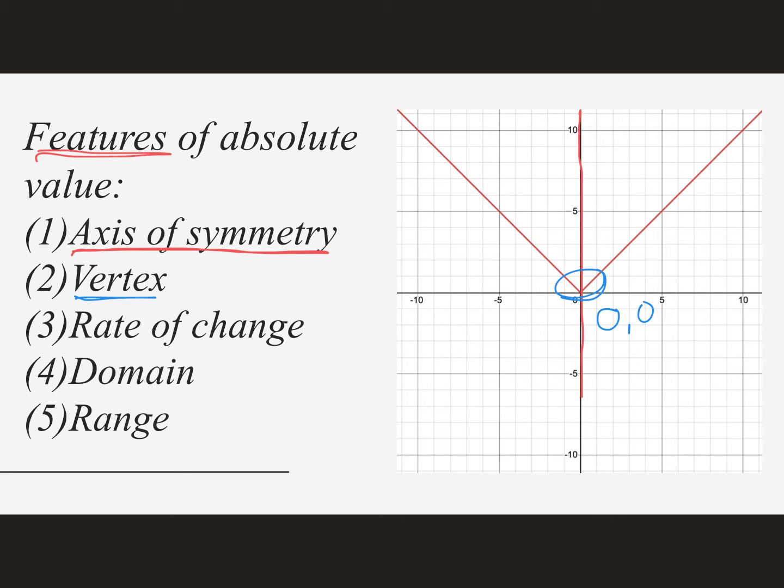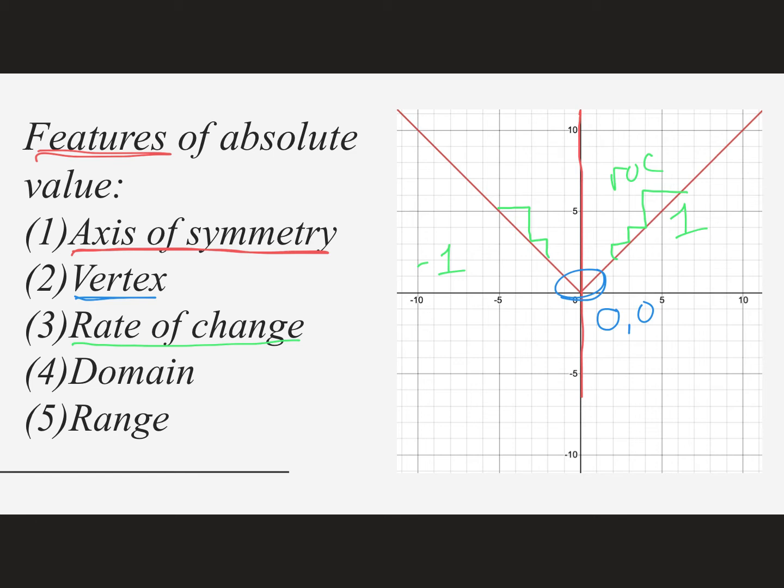Finally, we also have a rate of change. Now, the rate of change is actually constant on either side of our axis of symmetry. So on this side, my rate of change is going to be 1. Every time I go up 1, I go over 1, up 1, over 1. If I go up 2, I go over 2. And on the other side, it's going to be -1. Every time I go up 1, I go left 1. Every time I go up 2, I go left 2. So on each side, the rate of change is constant.